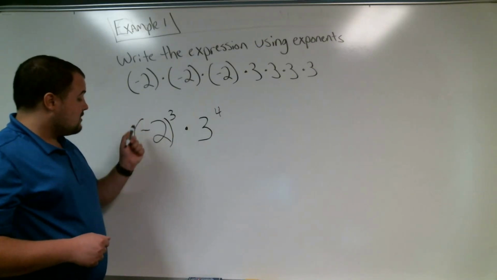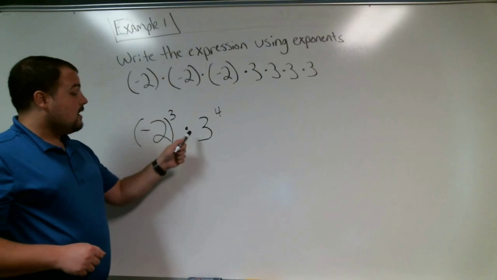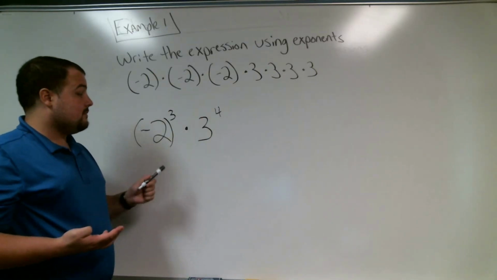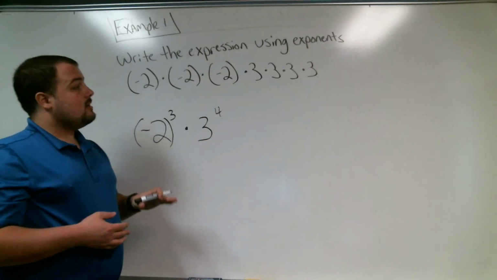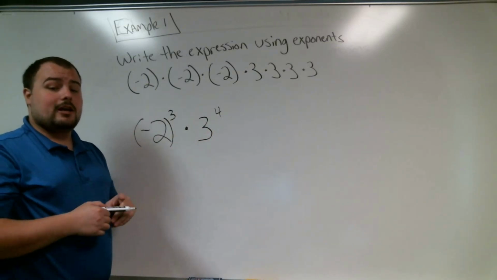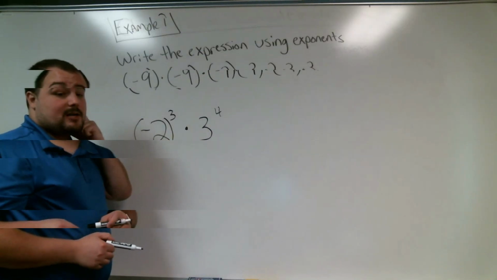So this is negative 2 to the third power because we have 3 negative 2's, and this is 3 to the fourth power because we have 4 3's. And we're taking this times that. So this is expanded form, this is exponential form, where we're actually using an exponent to represent the same numbers. Let's go ahead and do our next problem.